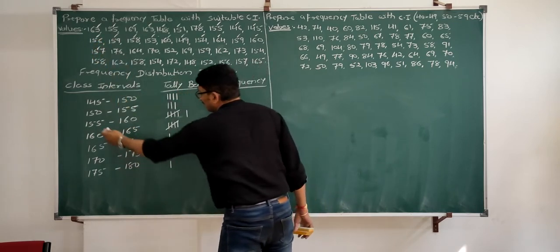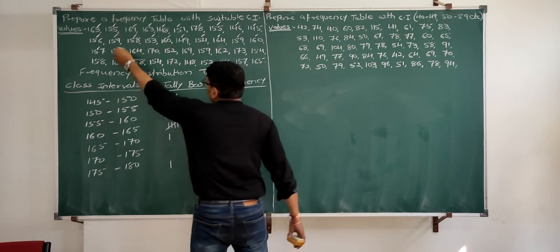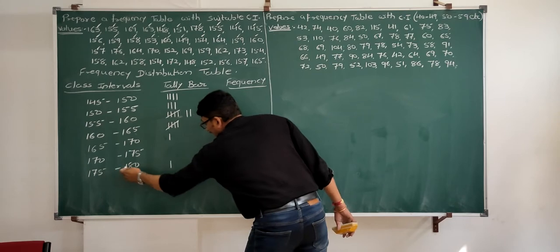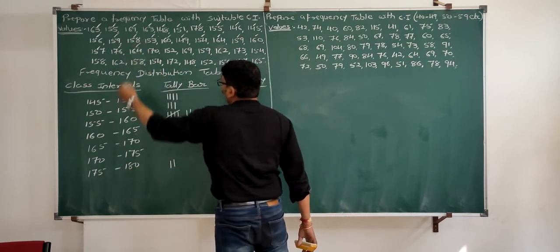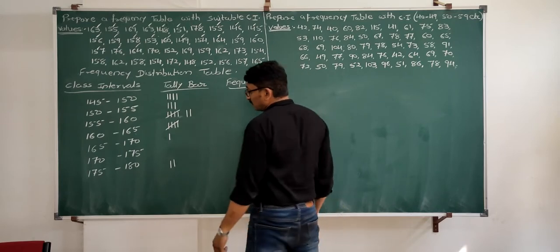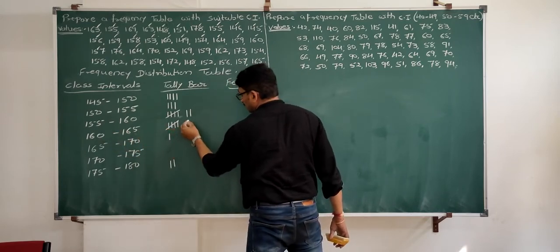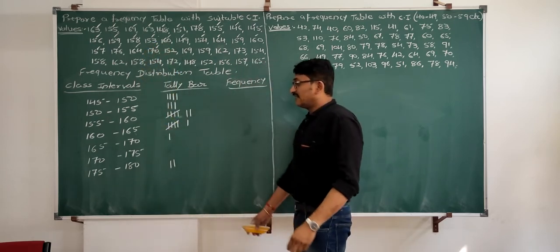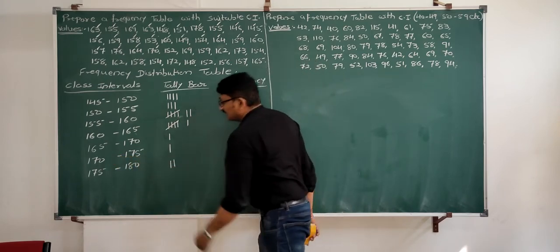157. 157 comes under 155 to 160. 176. 176 comes under 175 to 180. 164. 164 comes under 160 to 165. 5 lines are over, keep some space, again start. 170. 170 comes under 170 to 175. That is a fresh class.